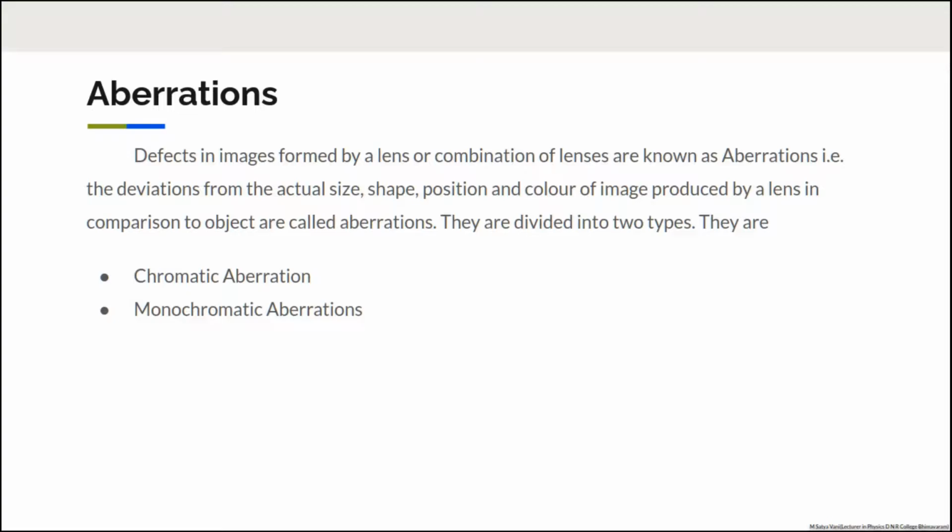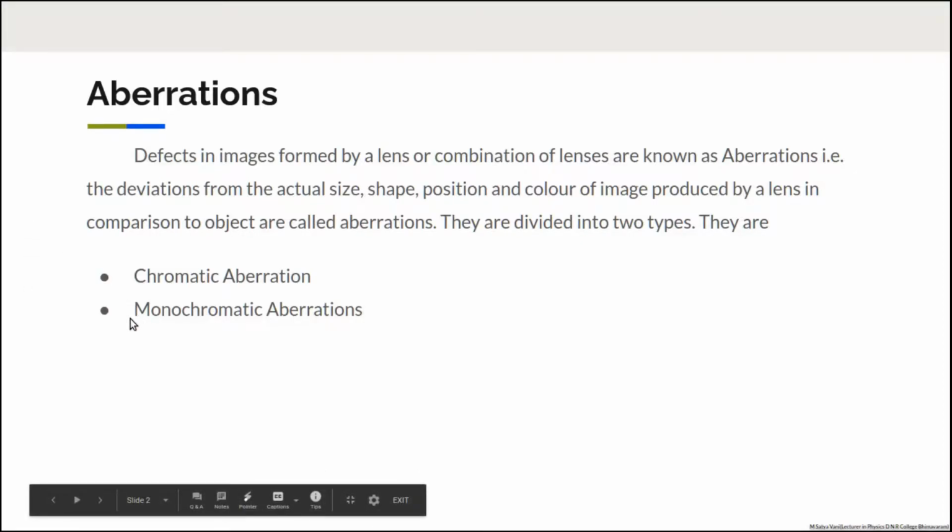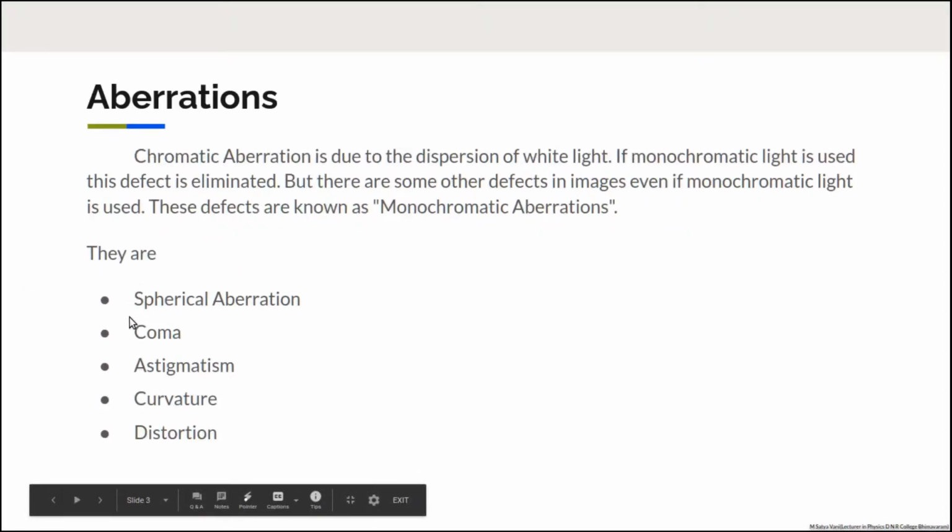Aberrations are the defects in images formed by a lens or a system of lenses. Aberrations mean deviations from the actual size, shape, position or color of the image produced by a lens in comparison to the object. They are divided into two types: number one, monochromatic aberration, and the second one, chromatic aberration.